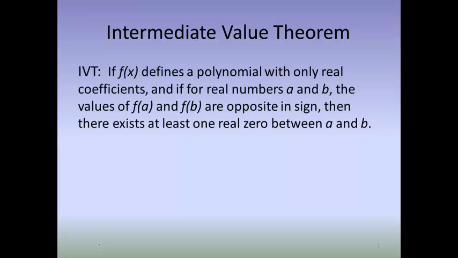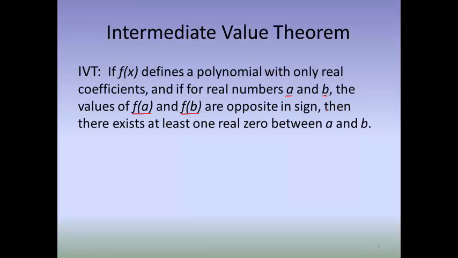All right, hopefully you've got that written down and you've unpaused. If f of x defines a polynomial, which means it can't be a rational function, and it only can have real coefficients, so it can't have any imaginary coefficients. That doesn't mean there can't be imaginary solutions, but the coefficients inside the polynomial are all real numbers. And if a and b are real numbers, and the values of f of a and f of b are opposite in sign.